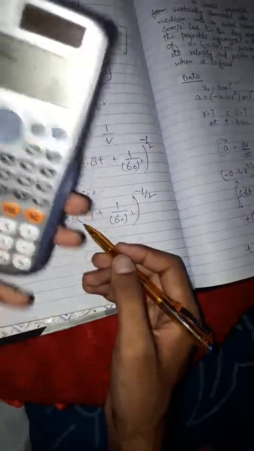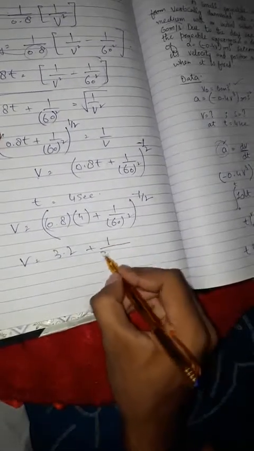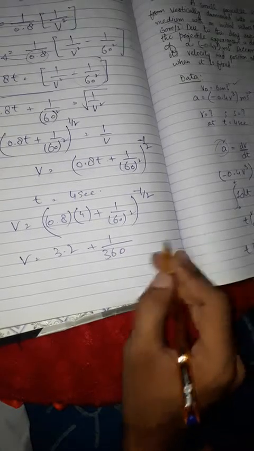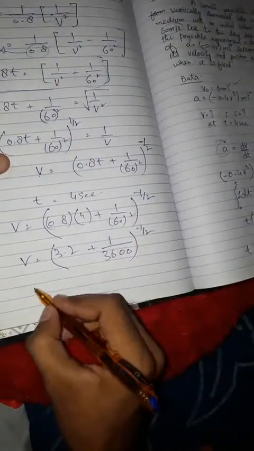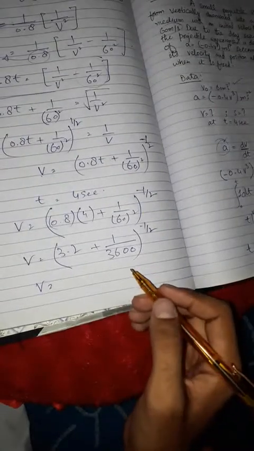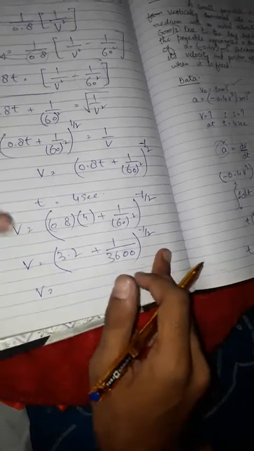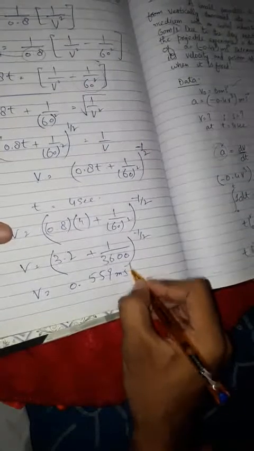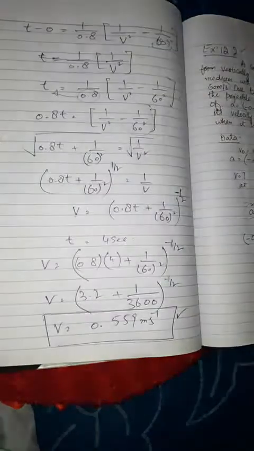0.8 into 4, this becomes 3.2, plus the square of 60 will become 3600, whole power minus 1 upon 2. So v will be equal to 0.559 meter per second. This is our velocity.